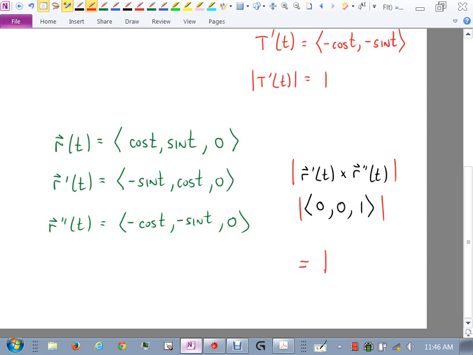That's the numerator. And then we divide that by the magnitude of r prime cubed. The magnitude of r prime is 1. Cube it, it is 1. We get 1. So either way, we got the same answer. I'm not going to finish it.